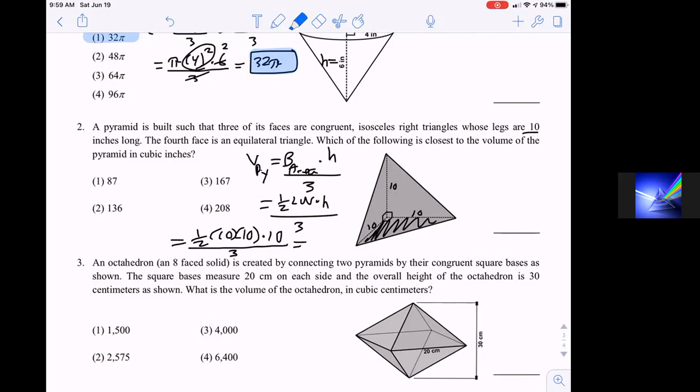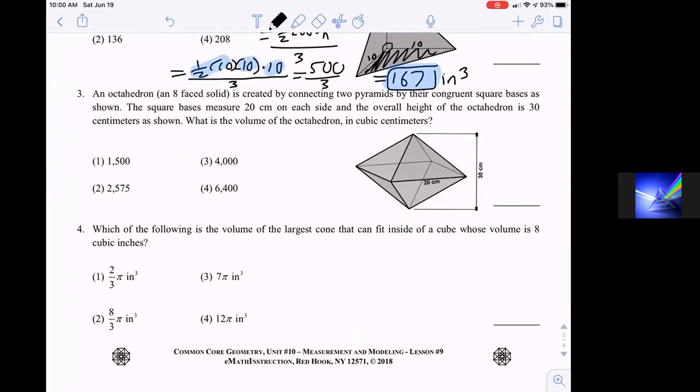Let's see what we have here. So half of 10 would be 5. 5 times 10 would be 50. 50 times another 10 would be 500. So we end up with 500 thirds. That's obviously not one of our answers, but if you do divide 500 by 3, you get pretty close to 167 cubic inches, which is option number 3.